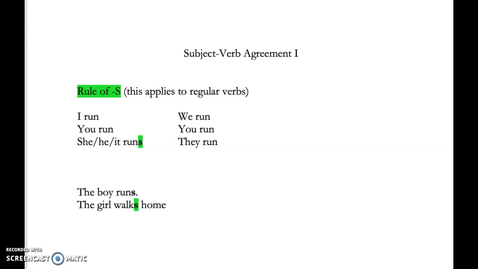Once you've identified the correct subject, the first rule is what I call the rule of S. In other words, I made up the term rule of S, so if you Google this, I don't think you're going to find a whole lot.